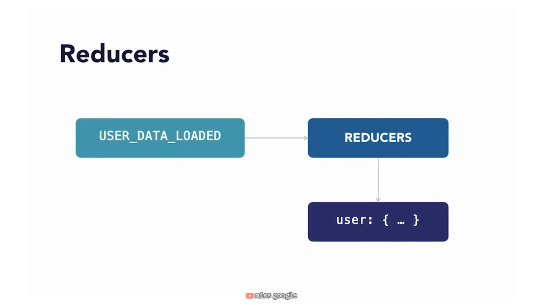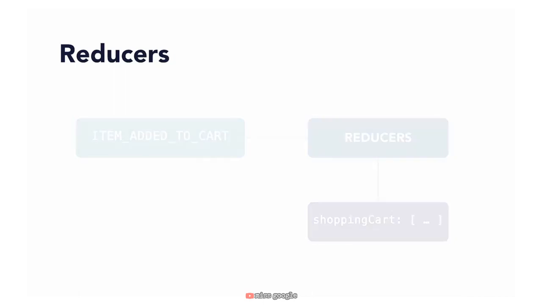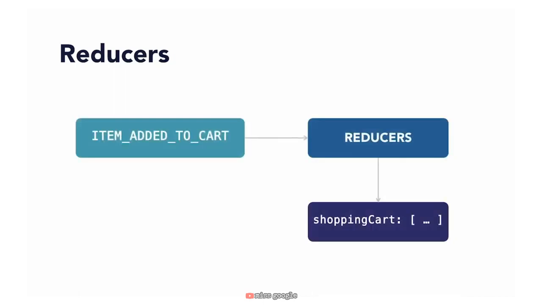So using our example from before, we might say that when a user_data_loaded action occurs, we set the user property in the Redux store to the user data that's in the action's payload. Or when an item_added_to_cart action occurs, we add whatever item is in the payload to the array of items in the shopping cart property of our Redux store.